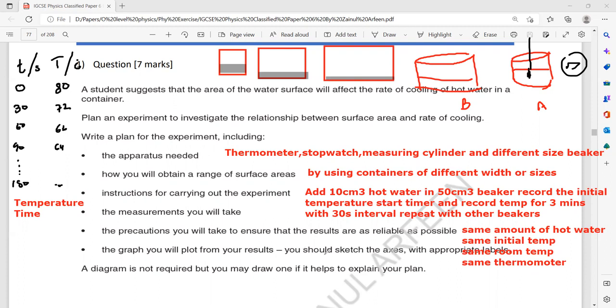For the graph you will plot from your results, you should sketch the axes with appropriate labels. So what graph will we plot? It should be temperature and time. There should be time on the x-axis, as usually the independent variable goes on the x-axis. So time is the independent variable, that's why it's on the x-axis, and temperature on the y-axis. Whenever the question says you should sketch the axes, you have to mention which quantity and what is the unit for that quantity.